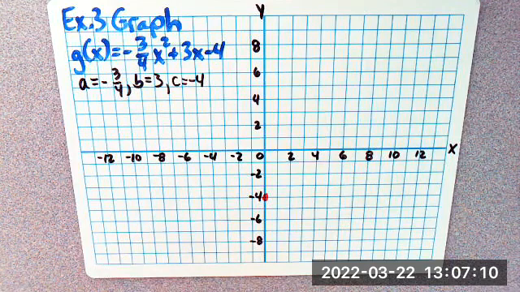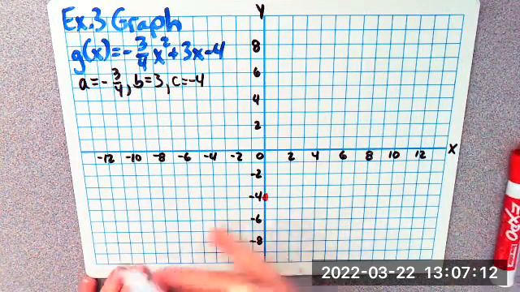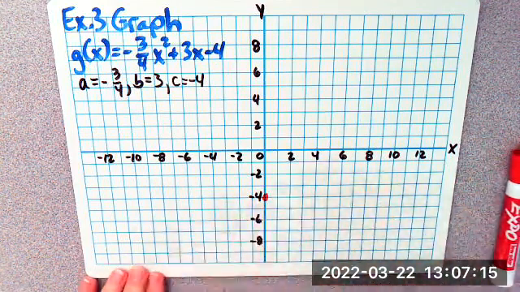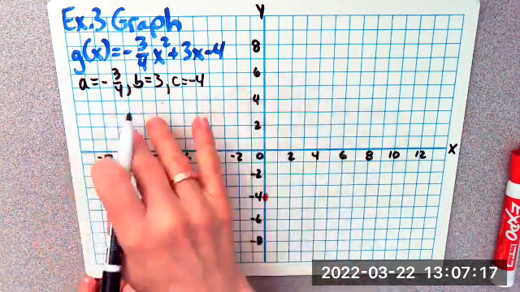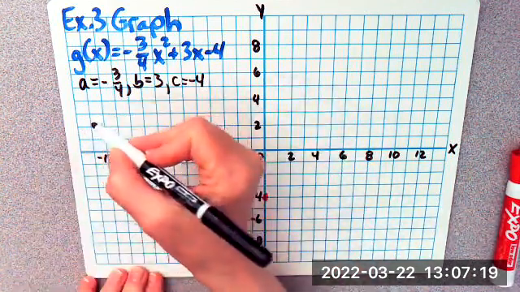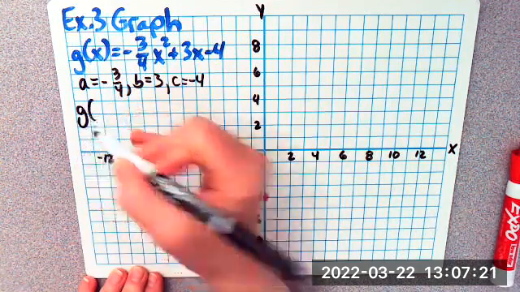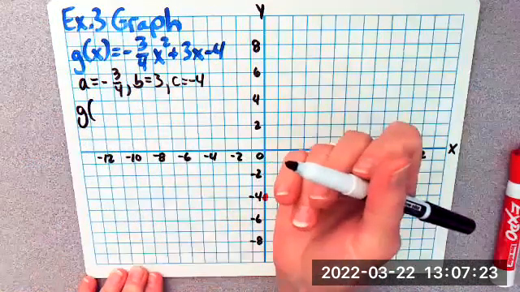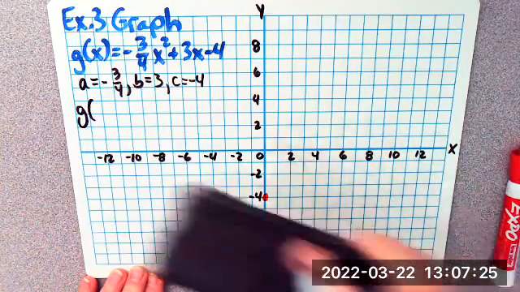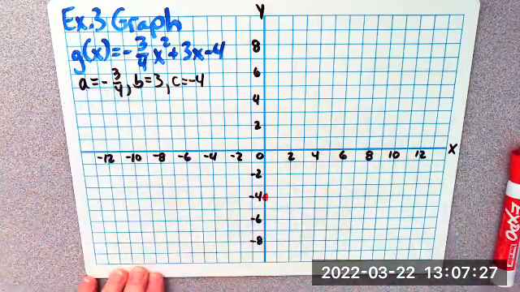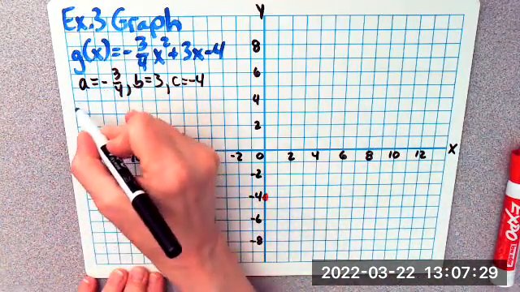And we need to figure out, well, what is going on? We know it's going to open downward. So we probably can use some space over here. So let's do G. And we don't want to plug anything in yet. We need to figure out what the axis of symmetry is.